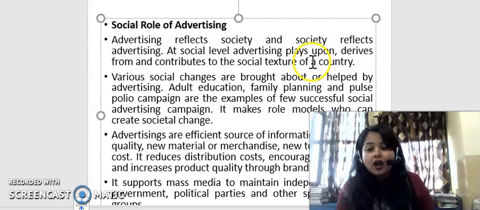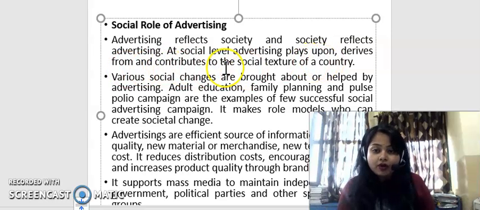At the social level, advertising plays upon, derives from and contributes to the societal texture of a country. Various social changes are brought about or helped by advertising. For example, adult education, family planning, and pulse polio campaigns are examples of a few successful social advertising campaigns. It makes role models who can create societal changes.